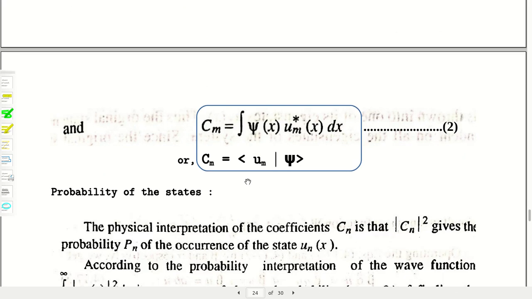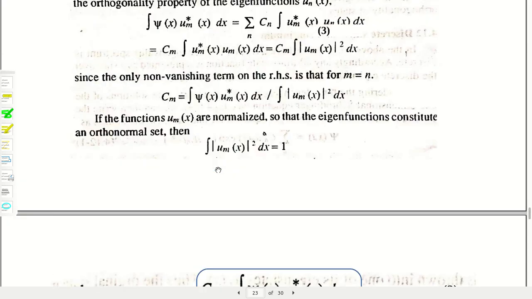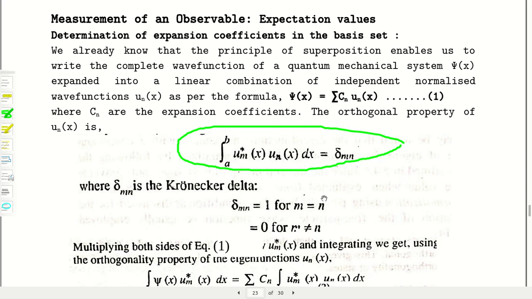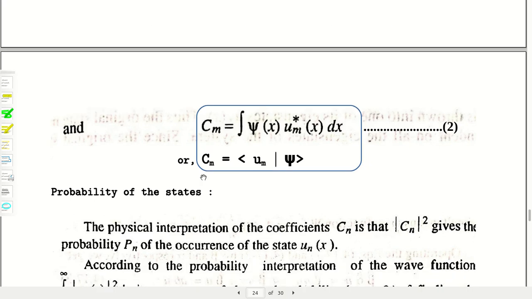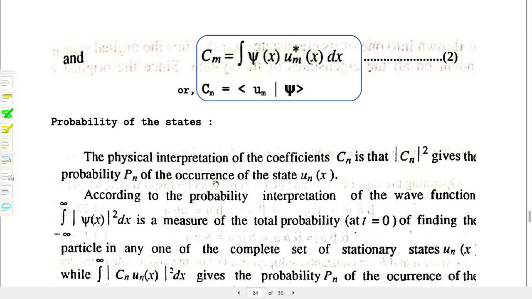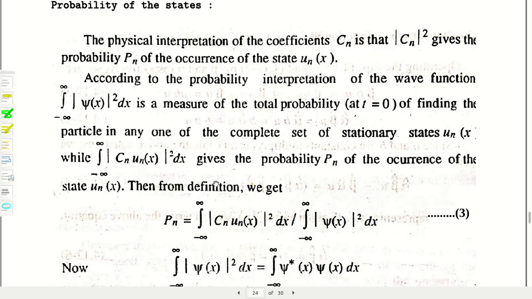So in this way, cn, that is the expansion coefficient, in place of m you can replace n, because we have started with n. So what is the value of cn? Cn is equal to bra un ket psi, or the integration of psi x un star x dx is your cn. Now the probability of states. Probability is related with that expansion coefficient. Okay, we will see that in this segment.